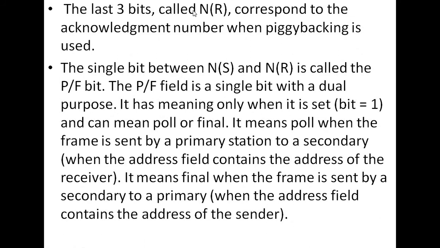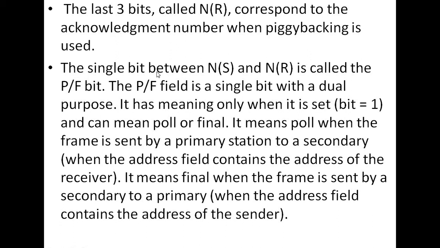The last 3 bits, called N(R), correspond to the acknowledgement number. That means it may be a positive acknowledgement or a negative acknowledgement when piggybacking is used. When the user data is passed from the network layer, there are 2 possibilities: it may reach or it may not reach. When it is reached, a positive acknowledgement is given. When it is not reached, a negative acknowledgement number is given.